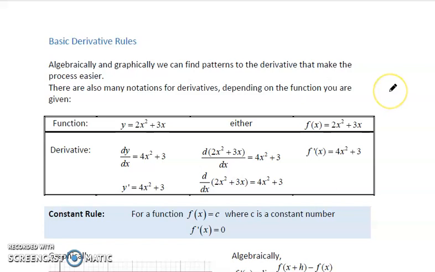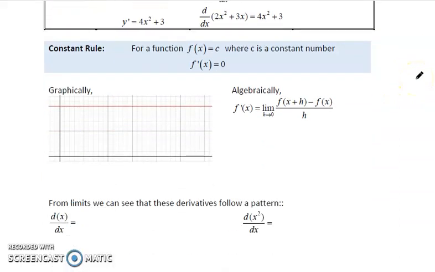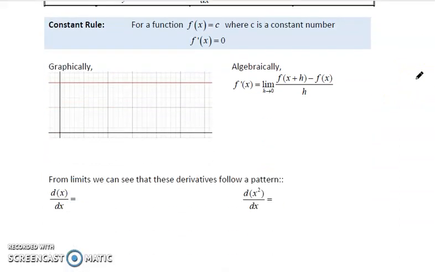Most of the time you can use these shortcut methods to find the derivative, and you're going to find that they're pretty easy in this course. You're only looking at derivatives of polynomial functions anyway. We're going to start on page 27, and the first rule that we're looking at is called the constant rule, and this is pretty straightforward.